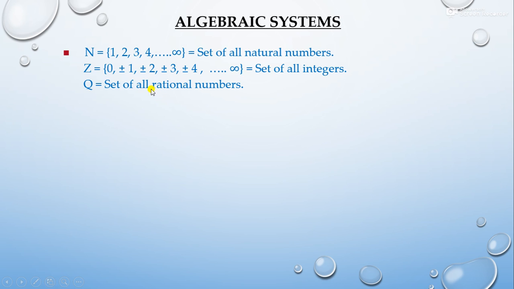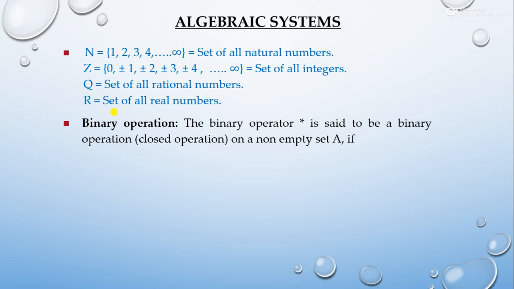Another set we have is Q, the set of all rational numbers, and capital R, the set of all real numbers. So we have some basic sets, and you know what these sets are and what type of values they contain. So what is a binary operation?